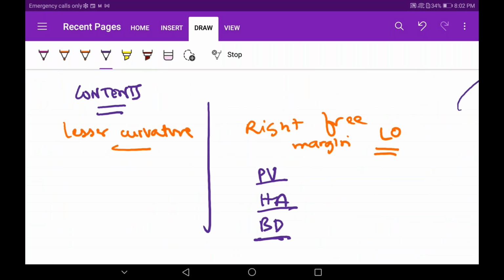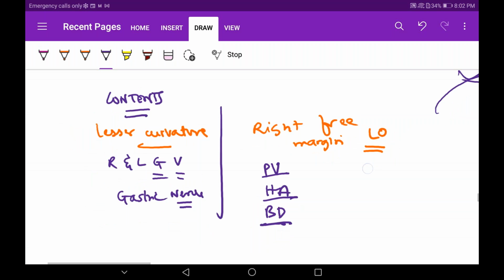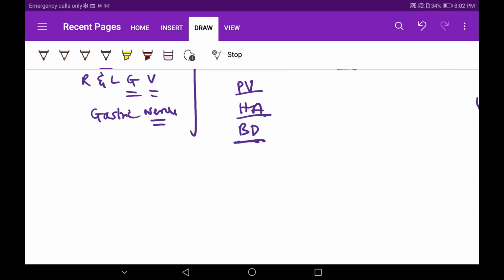Okay. Near the lesser curvature, what is there? I have already told you, right? Lesser curvature, you know already. Right and left gastric vessels, gastric arteries, as well as gastric nerve will be there. For people who are only listening to this class, after this session, go back to the chapter and just make notes for this, if you think you're not able to remember everything. Lesser omentum is over, greater omentum is over. Now let's jump into our mesentery.